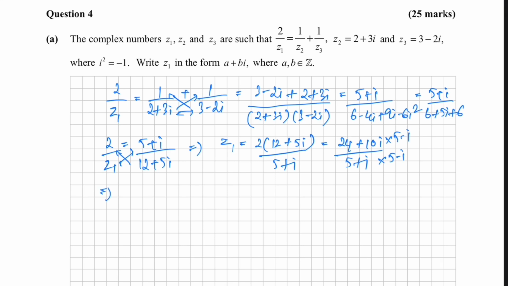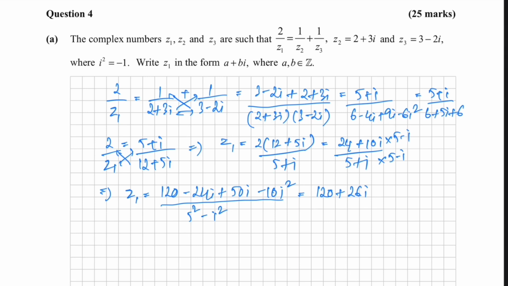So we will have z1 is equal to, first we will multiply 24 plus 10i into 5 minus i. So we will have 120 minus 24i plus 50i minus 10i square divided by the denominator, which is x plus y into x minus y form, which is x square minus y square. So that will be 5 square minus i square. The numerator will have 120 plus 26i because 50i minus 24i will be 26i.